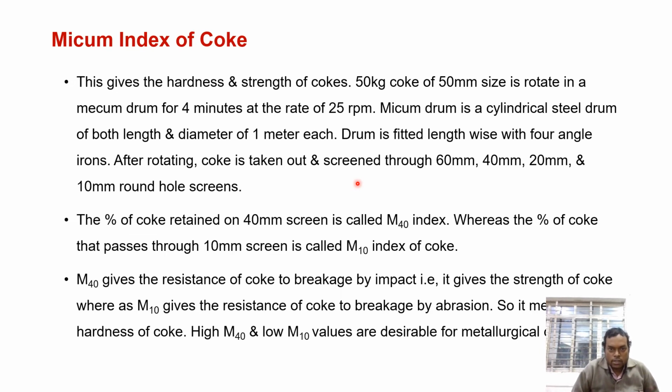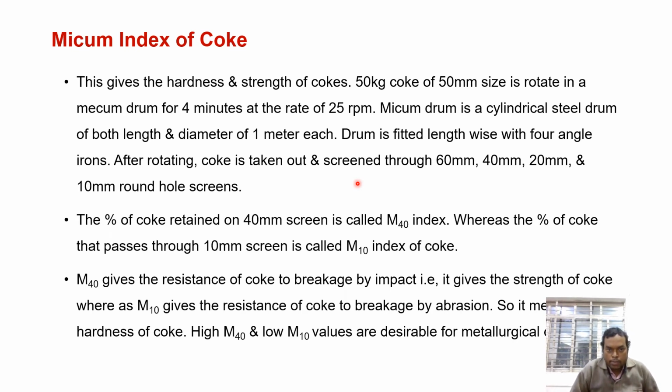After rotating, the coke is taken out and screened through 60 mm, 40 mm, 20 mm and 10 mm round hole screens. So what are you using here? 60 mm screen, 40 mm screen, 20 mm screen and 10 mm screen, and the holes are round shape. This is important, not rectangular.